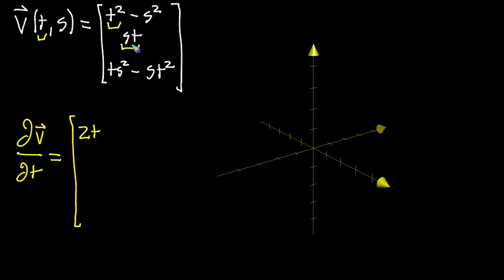s times t, when s looks like a constant and t looks like a variable, has a derivative of s. Then t times s squared, when t is the variable and s is the constant, just looks like that constant, which is s squared, minus s times t squared. So now the derivative of t squared is 2t, and that constant s stays in. So that's 2 times s times t. And that's how you compute it. Probably relatively straightforward. The way you do it with respect to s is very similar.